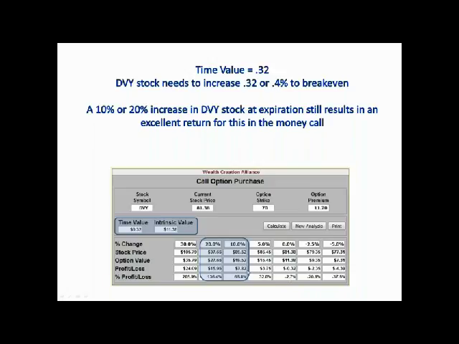We can see that if the DVY was up 10% at expiration, this trade would show a profit of 66% with a 10% move in the underlying stock. A 20% move in the underlying stock would be a 136% return. So even though we deleverage the option a little bit by selecting an in-the-money strike price, these are still good returns if the underlying stock goes up in price. These are good returns for this option trade.